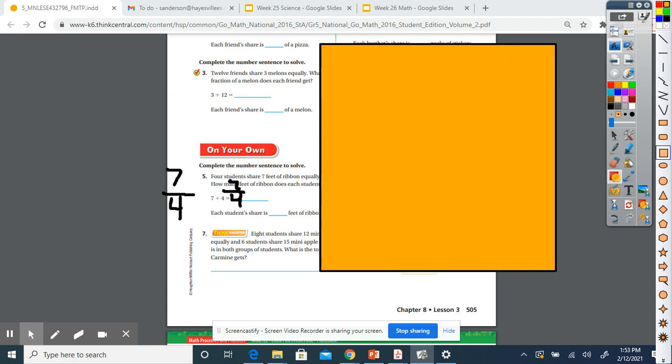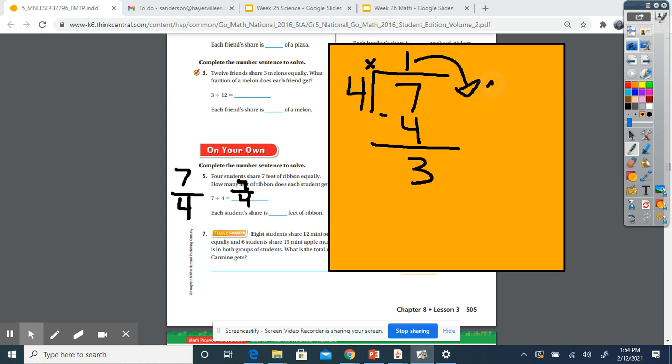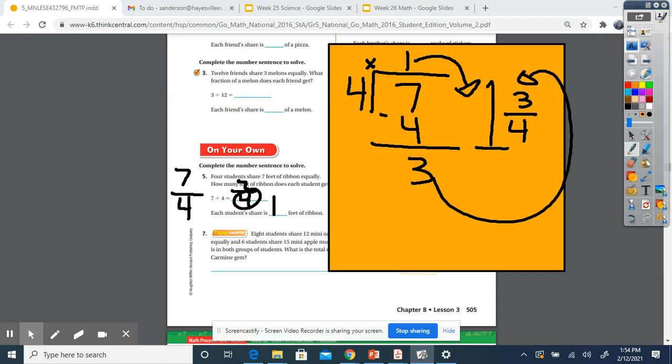I'm going to put this little thing here so I can work it out. So I'm going to set it up as long division. My denominator becomes my divisor. My numerator becomes my dividend. So I'm going to ask myself, how many times will 4 go into 7? So 4 will only go into 7 one time. 1 times 4 is 4. 7 minus 4 is 3. Nothing else to bring down. So my answer becomes my big whole number. My remainder becomes my numerator, and I keep my original denominator of 4. So my answer would be each student's share is 1 3/4 feet of ribbon.